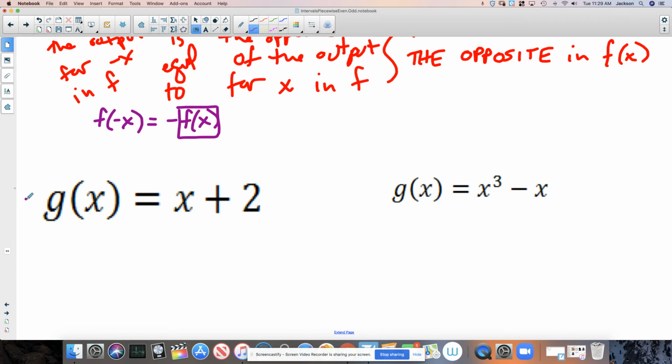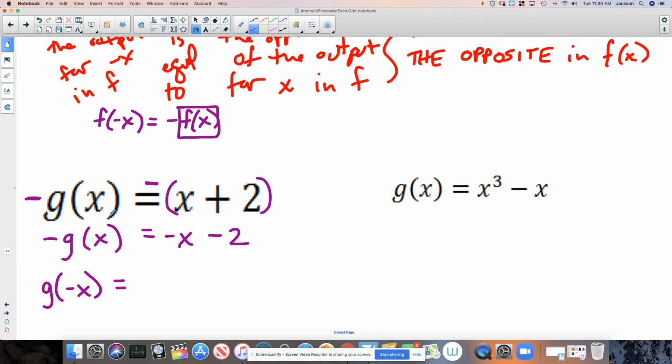The opposite of g of x is the opposite of all of this, which would be negative x minus 2. So the opposite of this entire function is the opposite of every individual term. The positive x becomes negative, the positive 2 becomes negative. In order for this function to be considered odd, the second part of this test is to plug negative x into the original function. That would mean putting a negative x where the x was, but taking that original plus 2 and keeping it here.